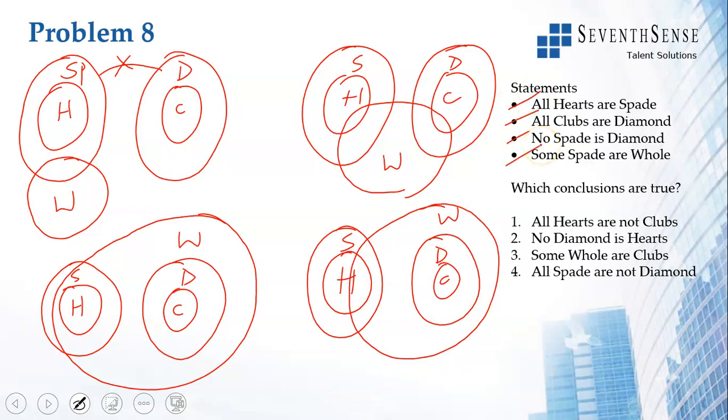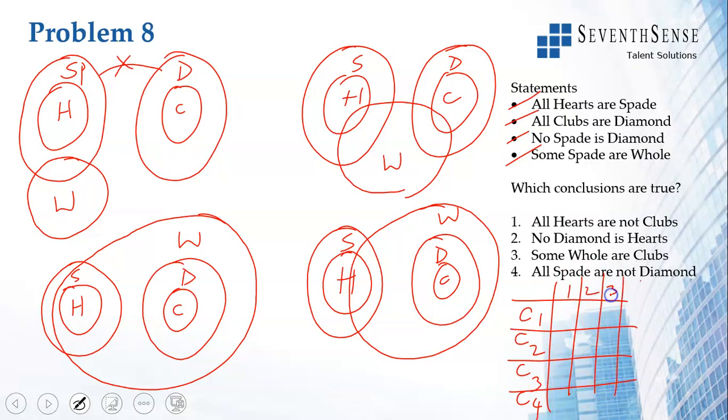Let us see whether the conclusion is true in all the 4 drawings. We have 4 conclusions and 4 drawings. Let us see. All hearts are not clubs. So no heart is a club. So all hearts are not clubs is true in each of the drawings. No heart is a club, which means all hearts are also not clubs. That is true. So this is correct.